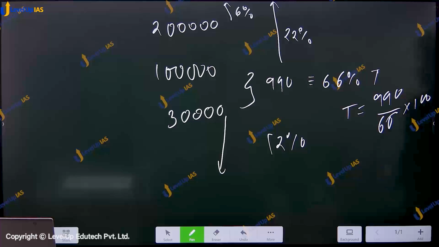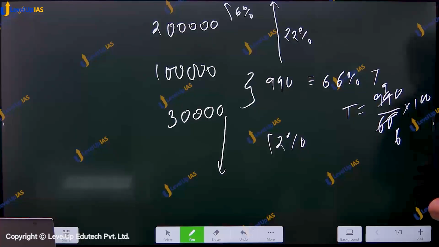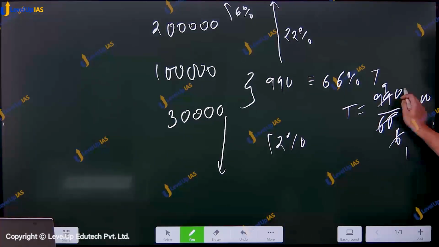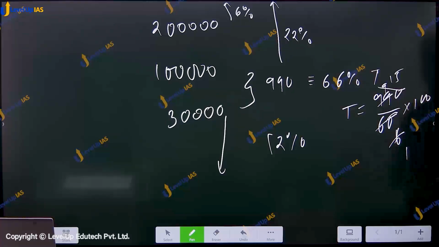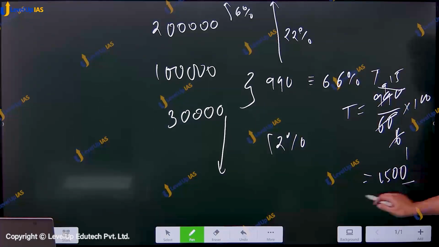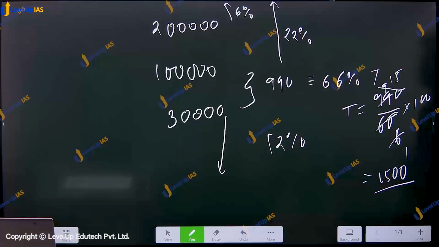Right? You can divide by 11. 11 6 9. Then you can divide by 6. 15 6 90. 15 into 100, which is 1500. That is total number of households in the village. And now you got total number of households.